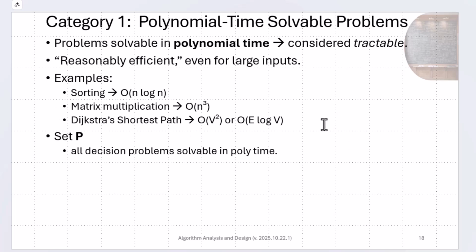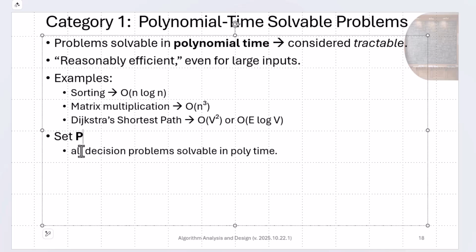Category 1, polynomial time solvable, means the problems are solvable in polynomial time. These are considered tractable, reasonably efficient even for large inputs. Examples: sorting, O(n log n); matrix multiplication, O(n³), even with the basic straightforward algorithm; Dijkstra's shortest path, O(V²) or O(E log V). And P means the set of all decision problems solvable in polynomial time. This is a set, not the data structure.